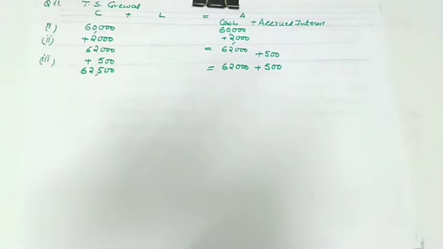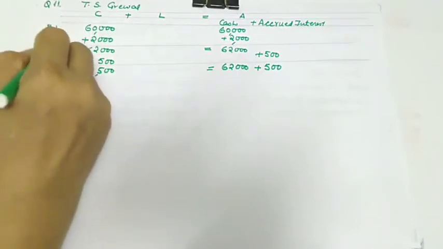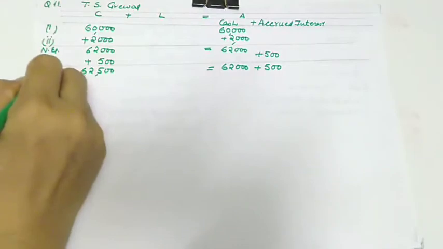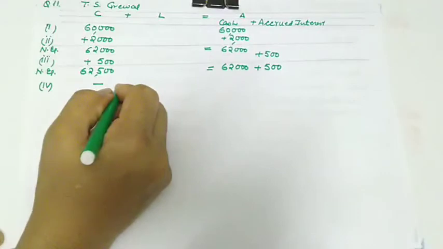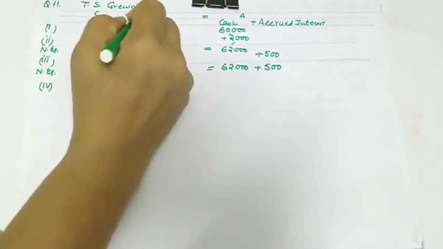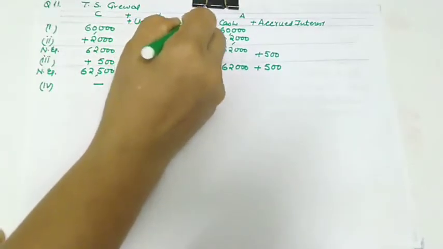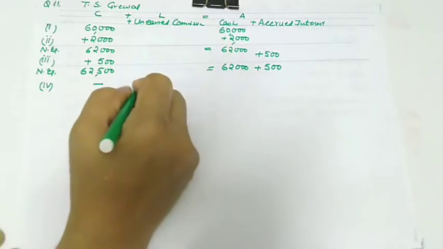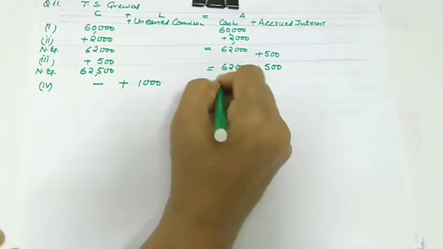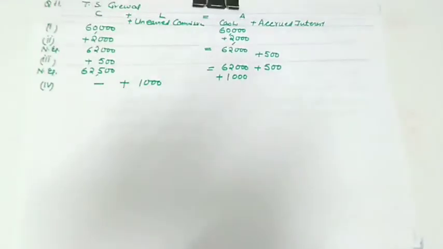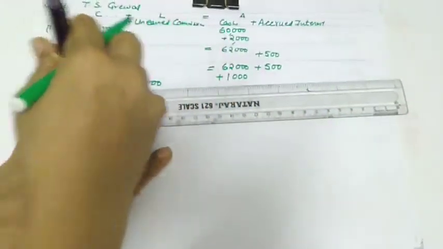Now see the next one, commission received in advance. So what is the value of commission received? Here you can write new equation every time. So commission received in advance, this is not your income, but a new item will appear here, unearned commission. And what is the value? Value is 1,000, which will be added here because you are receiving it, so it will be added in cash also. So added in cash and considered as a liability also.